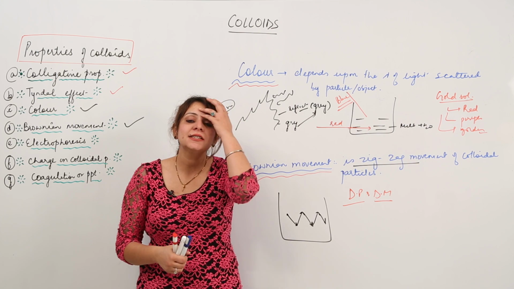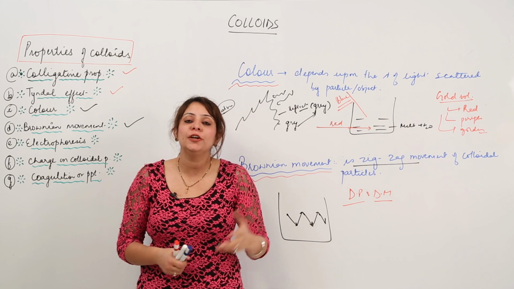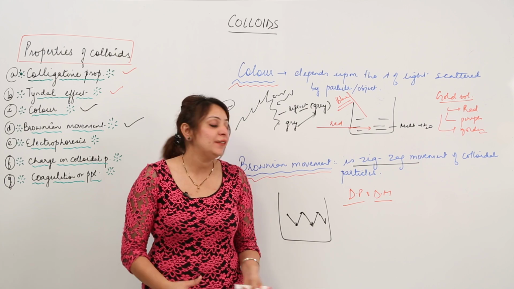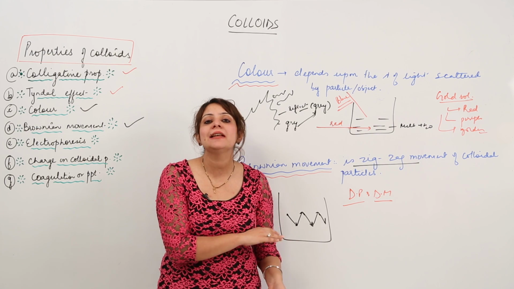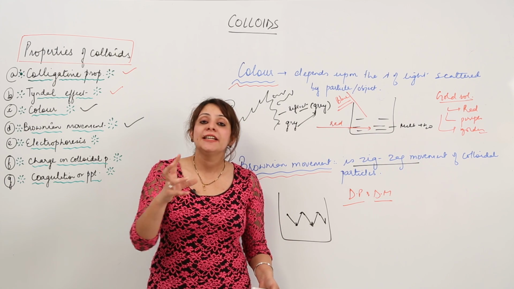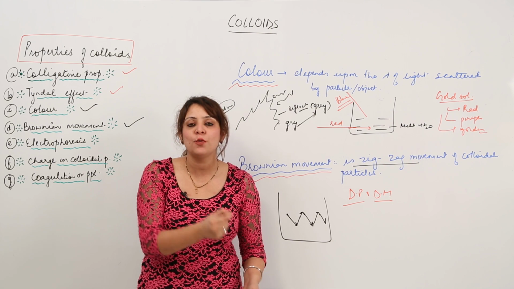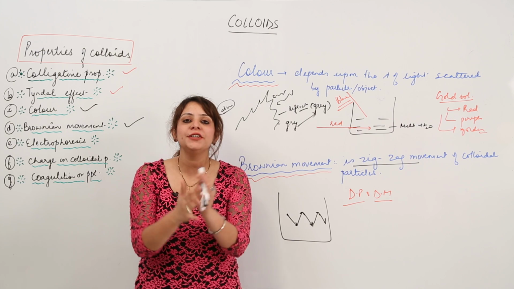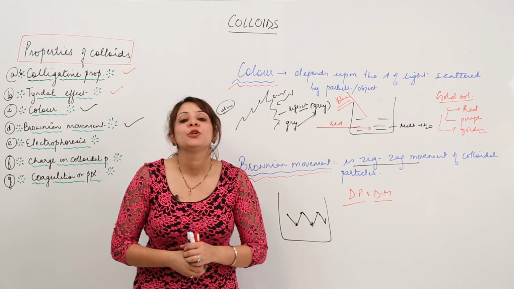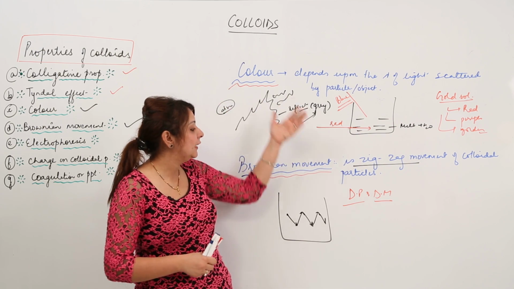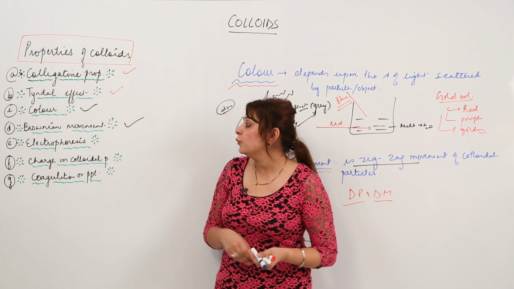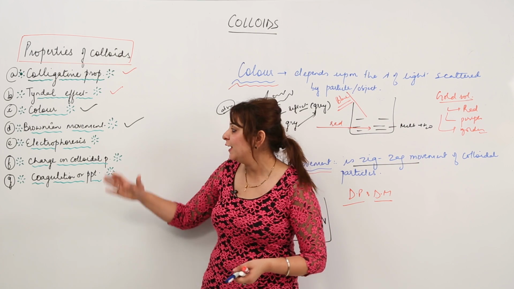And this is the reason that they are very stable, because they show this kind of movement. That is why when we keep them, the particles do not settle at the bottom. The second reason is that their size is moderate, neither too small nor too big, between 1 nanometer and 1000 nanometer. So this is our property color and Brownian movement. Now we are going to start with another property, that is electrophoresis.